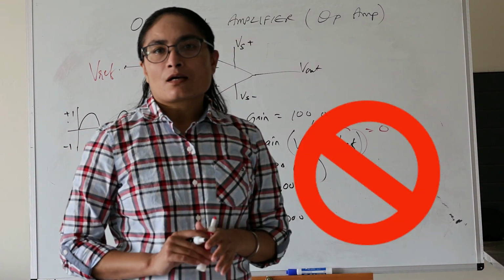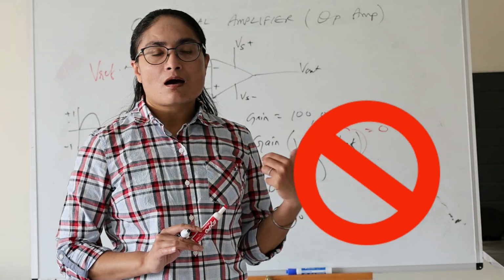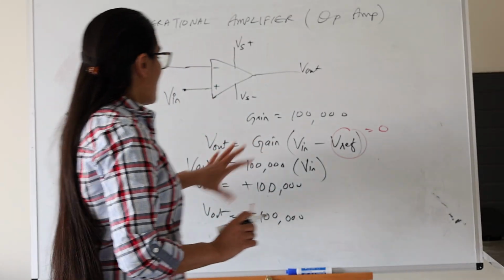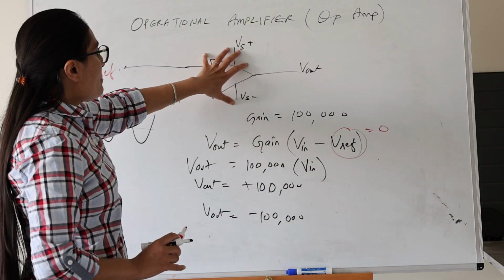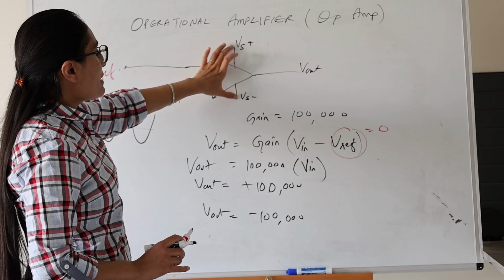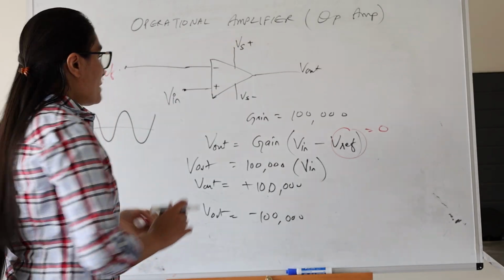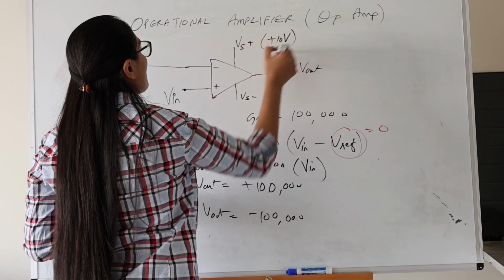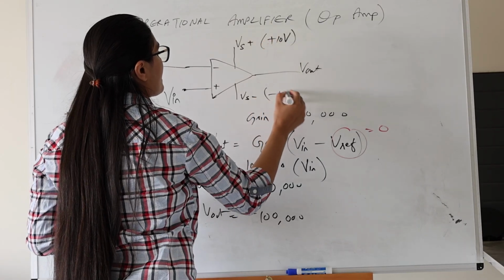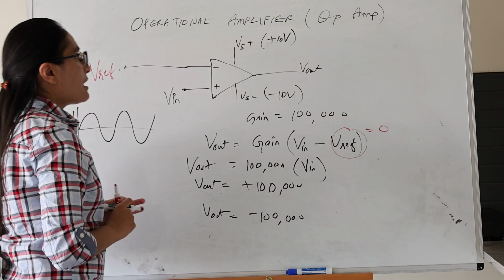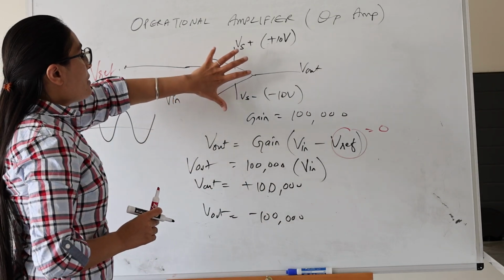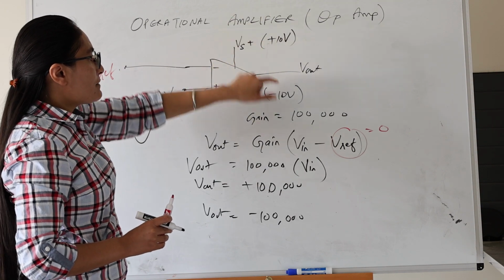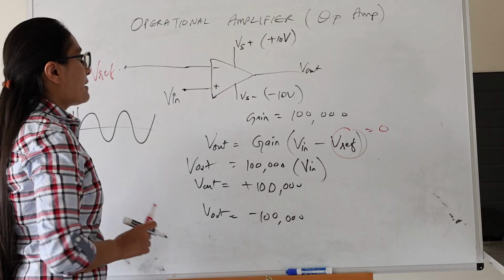But this is wrong. This is not what the op-amp is going to give us. Why? Because the op-amp is limited by whatever power supply is powering that op-amp. So if let's say the power supply is +10, so we have a dual power supply, and here -10 volt, the maximum output that's possible from this op-amp is +10 on the positive side and -10 on the negative side.